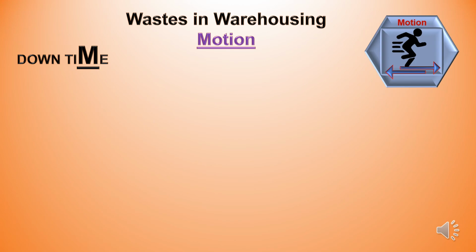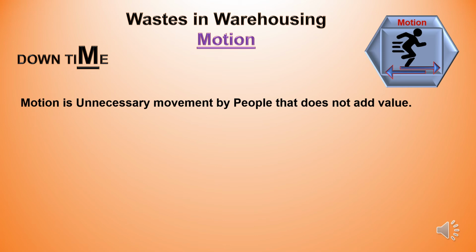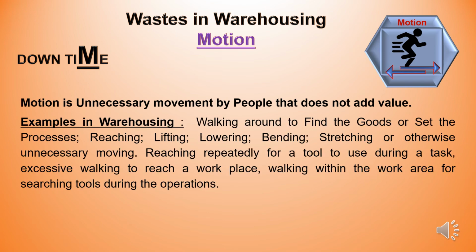Wastes in warehousing. The seventh waste in downtime, that is motion. Motion is unnecessary movement by people that does not add value. Examples in warehousing: walking around to find the goods or set the processes, reaching, lifting, lowering, bending, stretching or otherwise unnecessary moving. Reaching repeatedly for a tool to use during a task, excessive walking to reach a workplace, walking within the work area for searching tools during the operations.